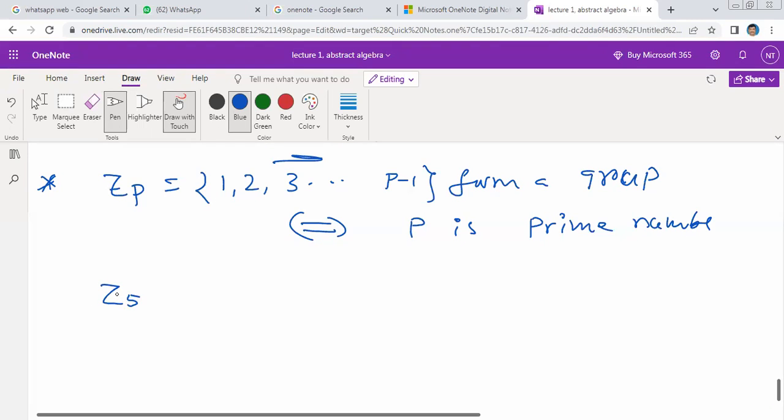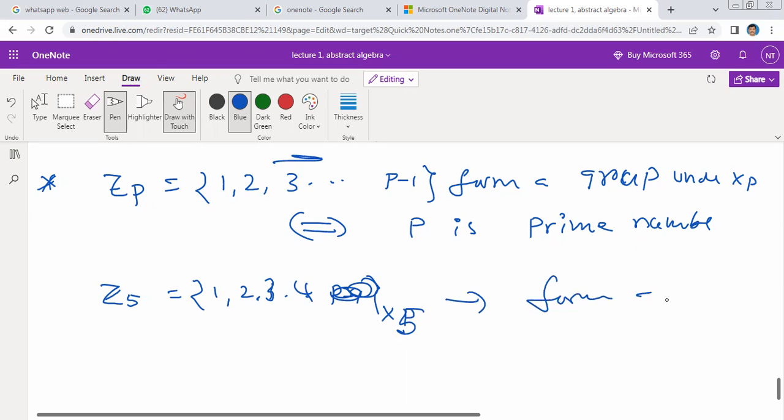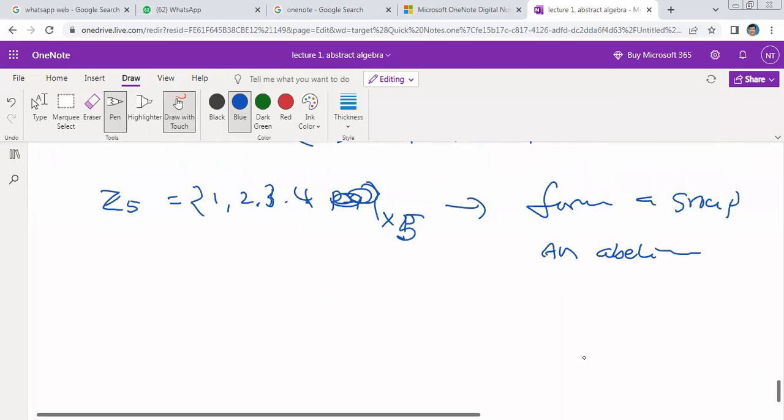Suppose we take Z5: it should start from 1, 2, 3 and so on up to p minus 1, under multiplication mod p. Here it goes up to 4, mod 5. This always forms a group, and this group is an abelian group. Z7 is also an abelian group.